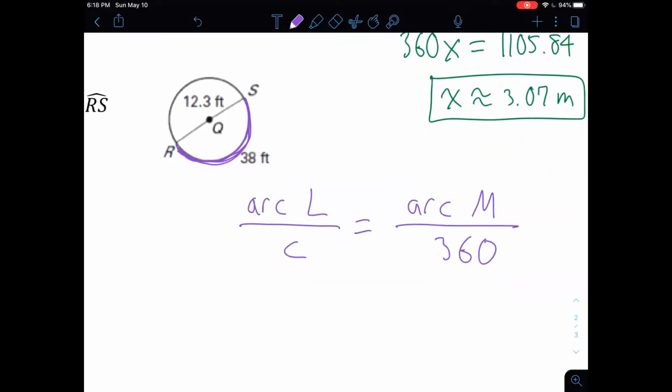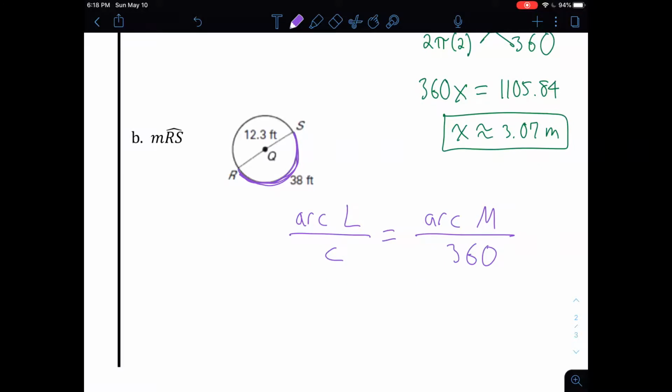What information did they give us here? Do we know arc length? Do we know how long the arc is there? Yeah, we see that 38 feet there. That's going to be 38. So we have 38 over. Now, do we know the circumference, the diameter, or the radius here? What do you guys think? I'm pretty sure that this is actually the radius right here. So this 12.3 is the radius.